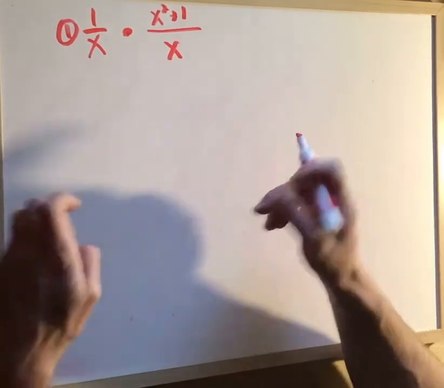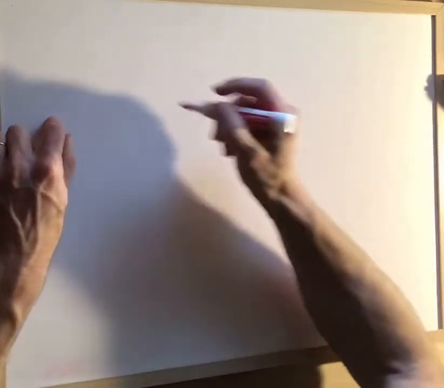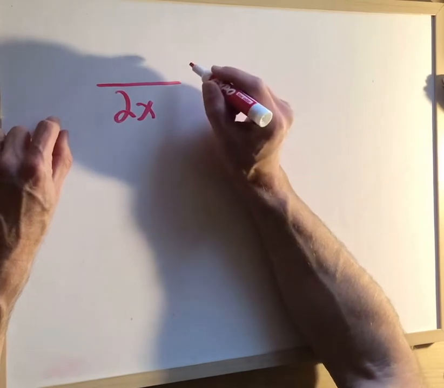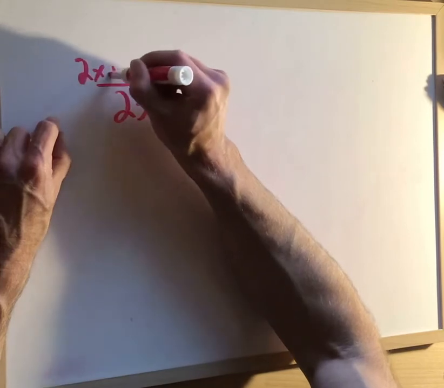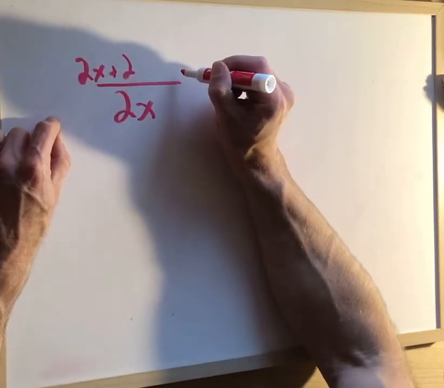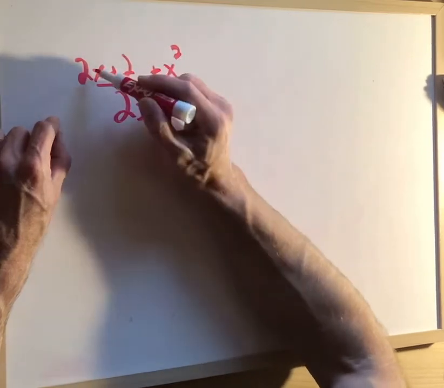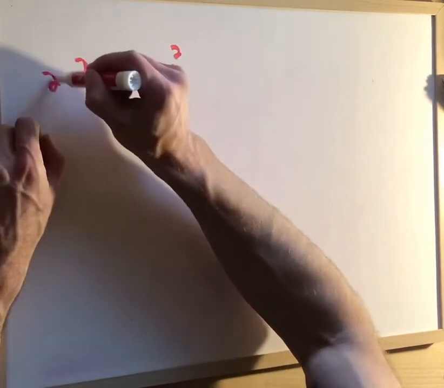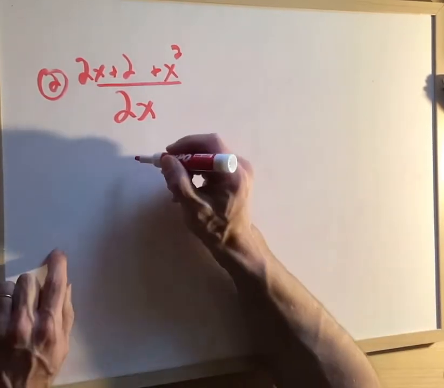Now for number 2, what you got to do is find a common denominator. Your common denominator is going to be 2x. You multiply the first term, x plus 1, by 2 to get 2x plus 2. Multiply the x by x again to get positive x squared, to get x squared plus 2x plus 2 over 2x, which is letter choice D. This is number 2.